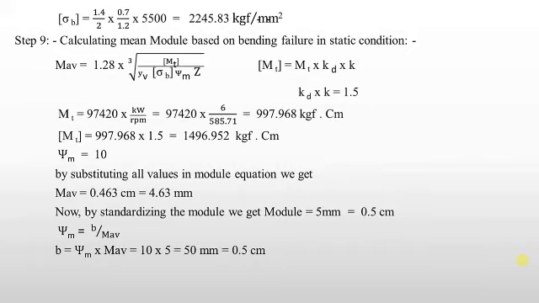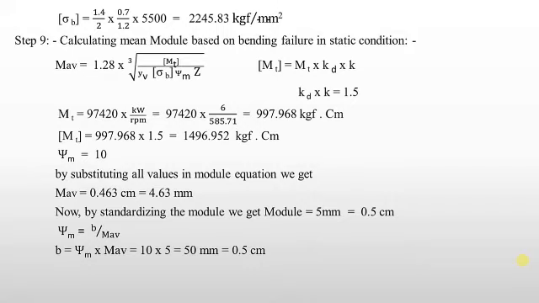997.968 kgf into centimeter. By substituting all the values in equation of design torque, we get design torque is equal to 1496.952 kgf into centimeter, assuming value of psi m is equal to 10. By substituting all the values in module equation, we get mean module is equal to 0.463 centimeter. Now by standardizing the module, we get the module is equal to 0.5 centimeter. Now for calculating the value of B, we are using equation psi m is equal to B upon mean module.